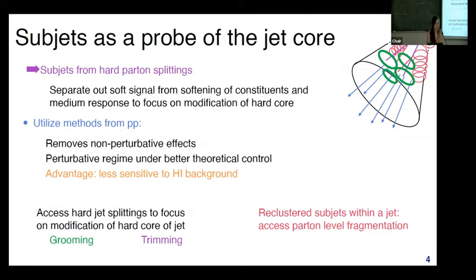We also do things like recluster subjets within jets to access things like the parton level fragmentation. These variables actually have an advantage for us because they're in the perturbative regime, so they're under better theoretical control. They also end up being less sensitive to the heavy ion background, so they're a little bit easier to unfold, and we can make some quantitative comparisons to theory.